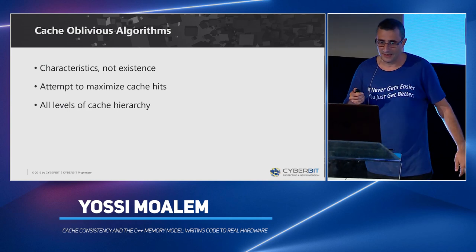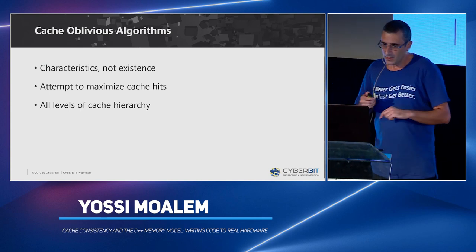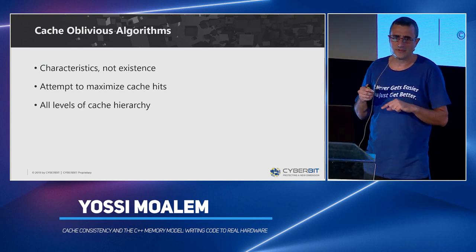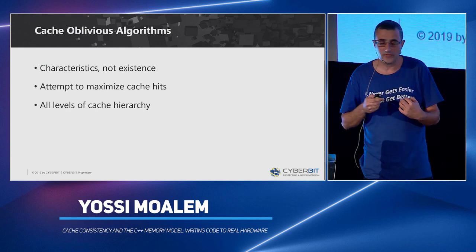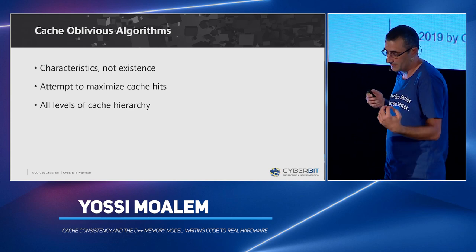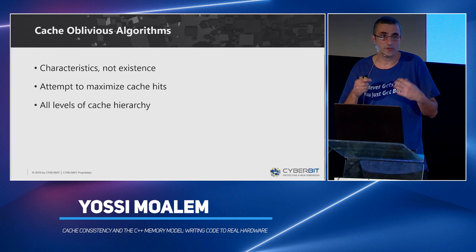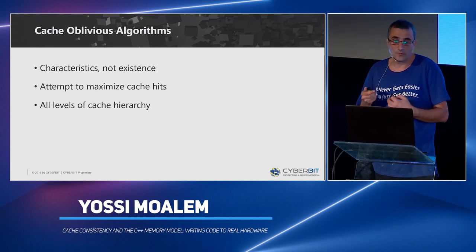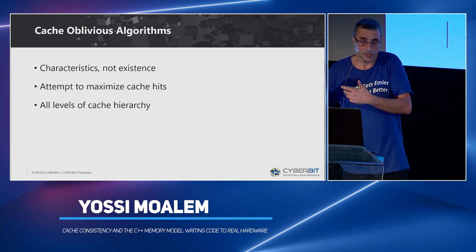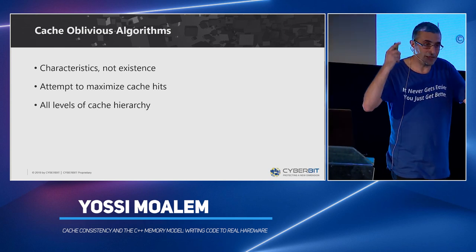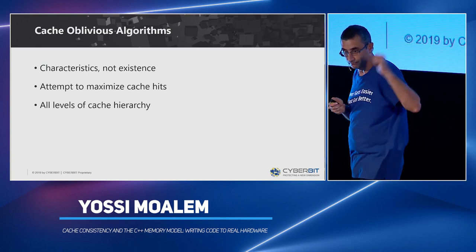Probably the last thing that I'll talk about today is cache oblivious algorithms. When we talk about cache oblivious algorithms, I don't mean that they're oblivious to the cache's existence. I mean they're oblivious to the cache characteristics. We know that we have cache, but we don't know its characteristics, and we attempt to maximize the amount of cache hits that we have. Because we don't know the cache characteristics, if we maximize it for one cache, we'll maximize it for all the caches that we have.